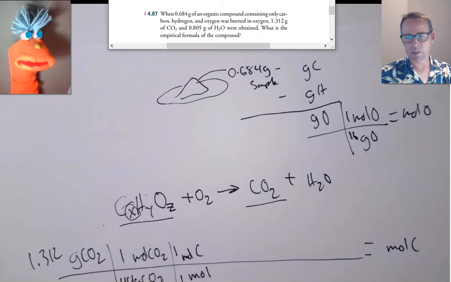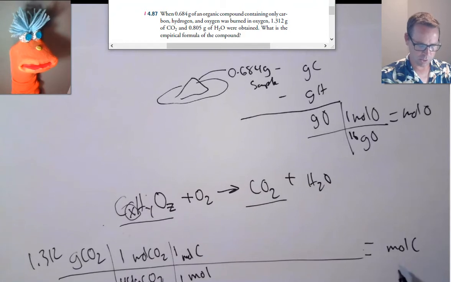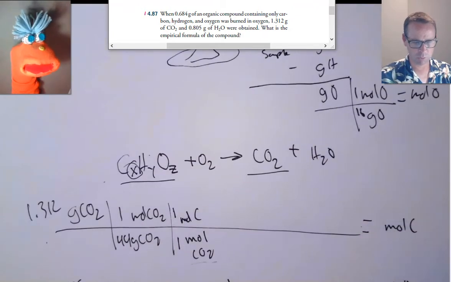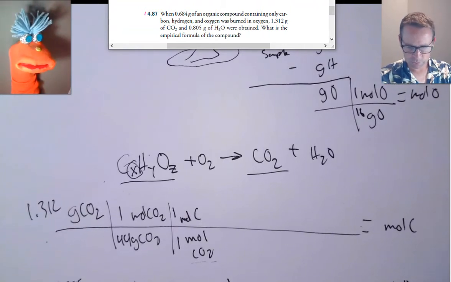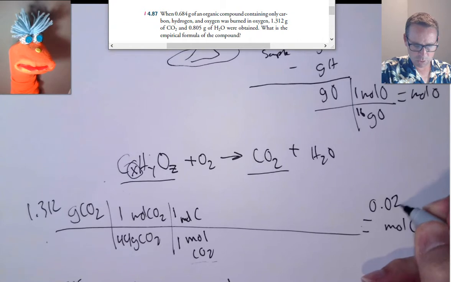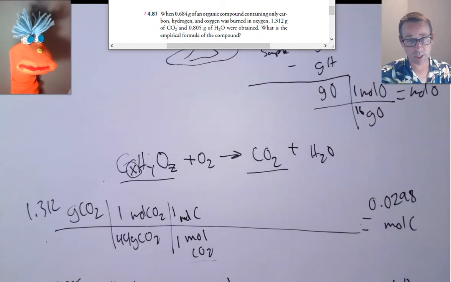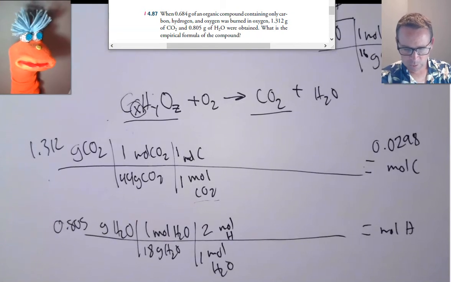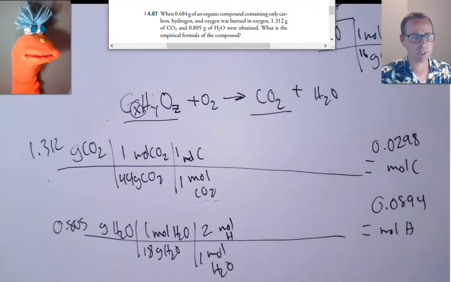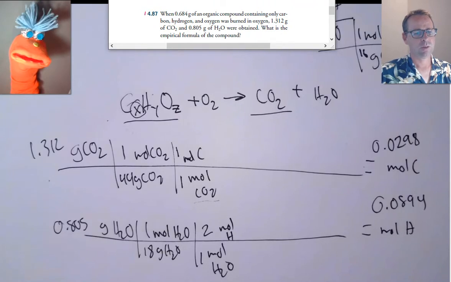Let's find out here. Moles of carbon, moles of hydrogen. Do we get an answer for these ones yet? Let's see. 1.312 divided by 44. All right, so I got 0.0298. How about for the bottom one here, moles of hydrogen? 0.805 divided by 18 times 2. So that's 0.0894. Did you get that? I think that's right. Okay.